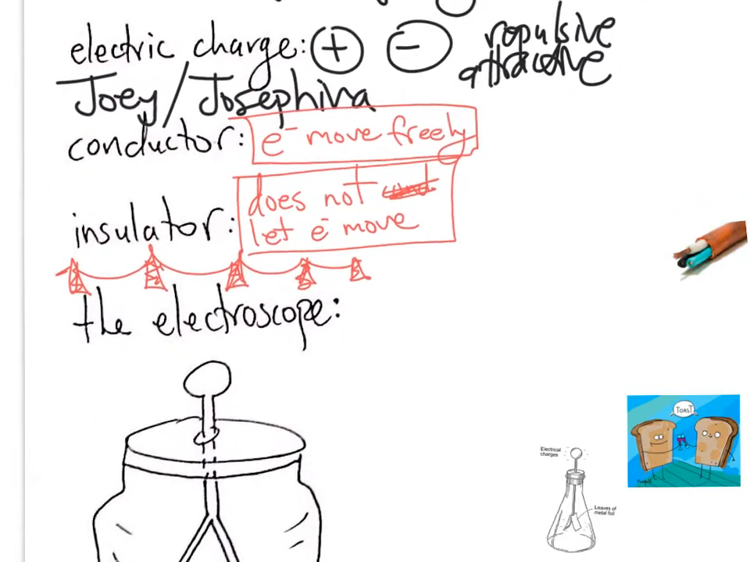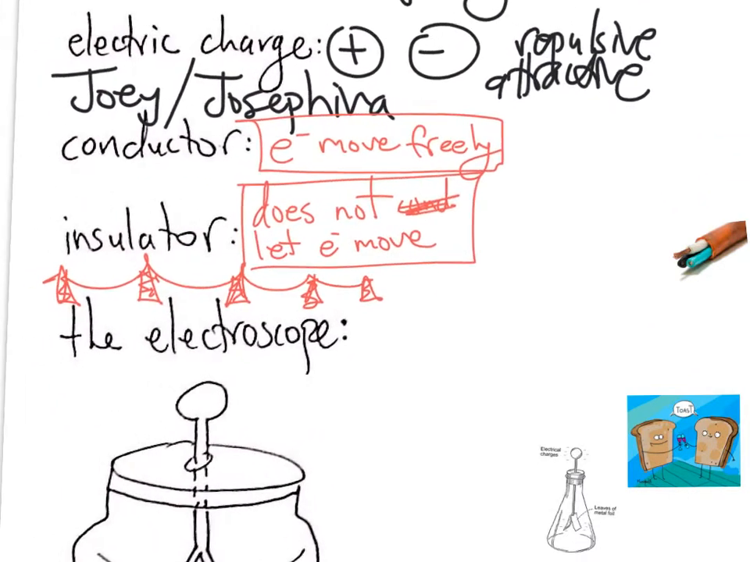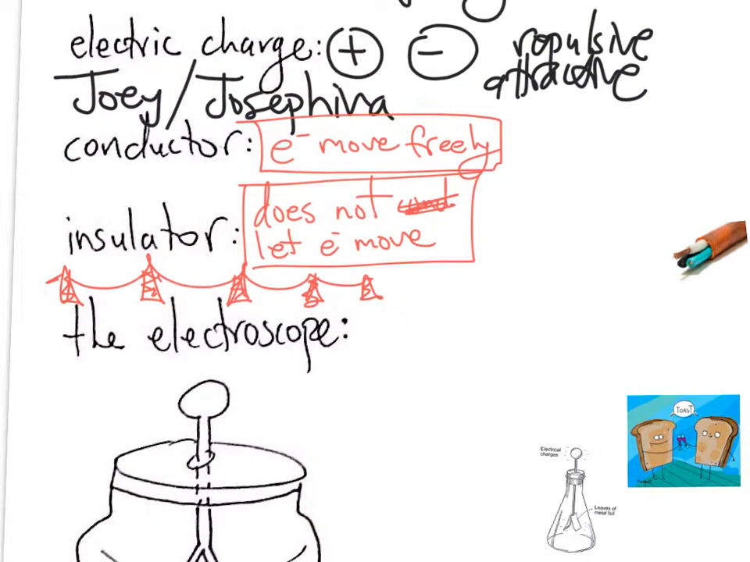So conductor, insulator. Some examples for conductors. We have all the metals. In metals, the electrons are kind of free to move. The atoms share.